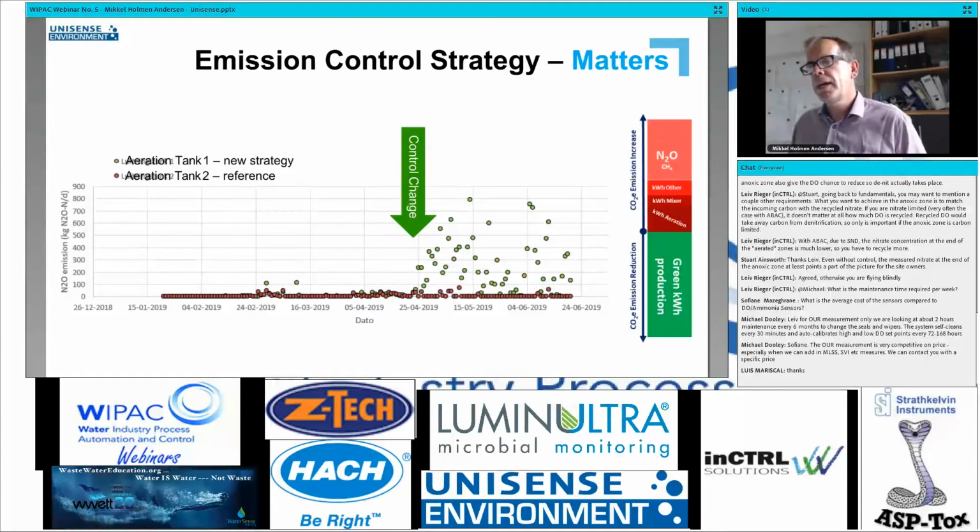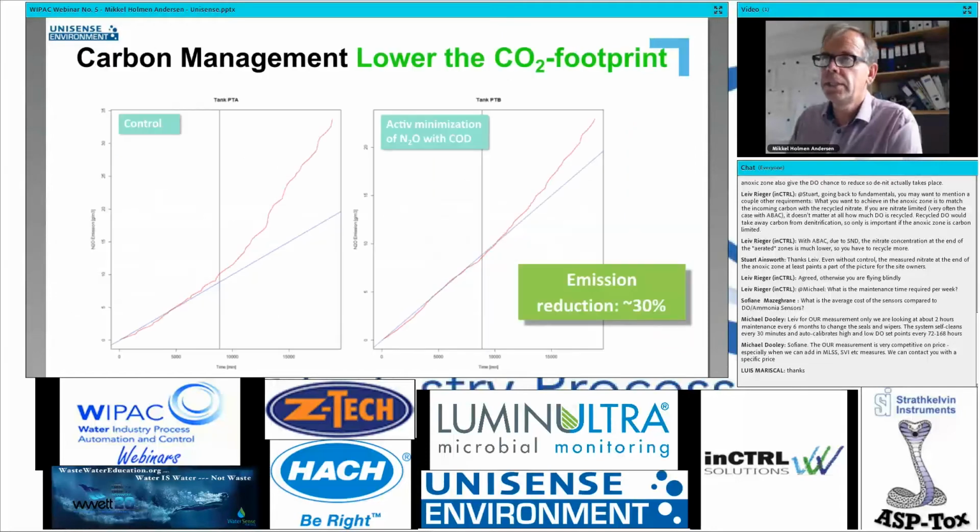Carbon management, for example, dosing methanol or just using what we use here in Denmark, internal fermented primary sludge as a carbon source. You can actually use this to enhance the denitrification so that you can lower the emission. In this case here, compared to the control, we have a 30% reduction just by controlling the amount of carbon available.